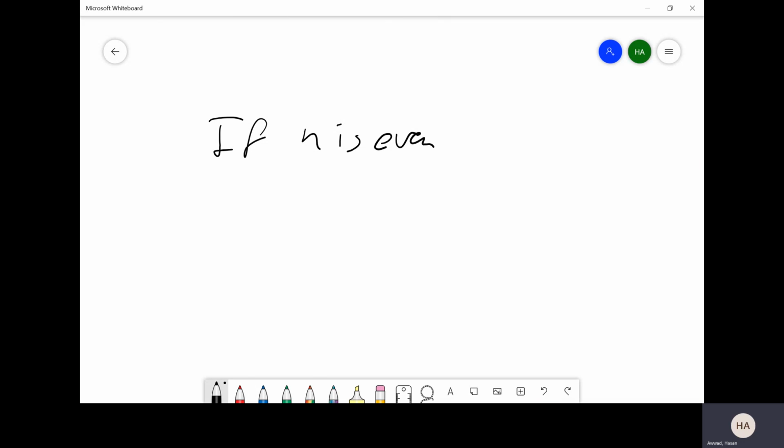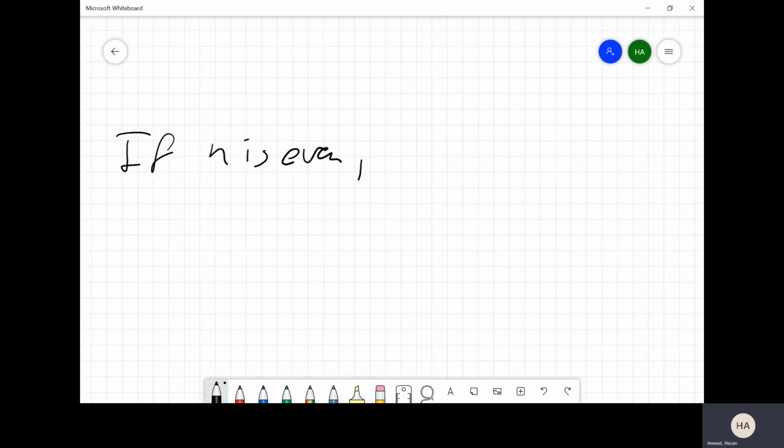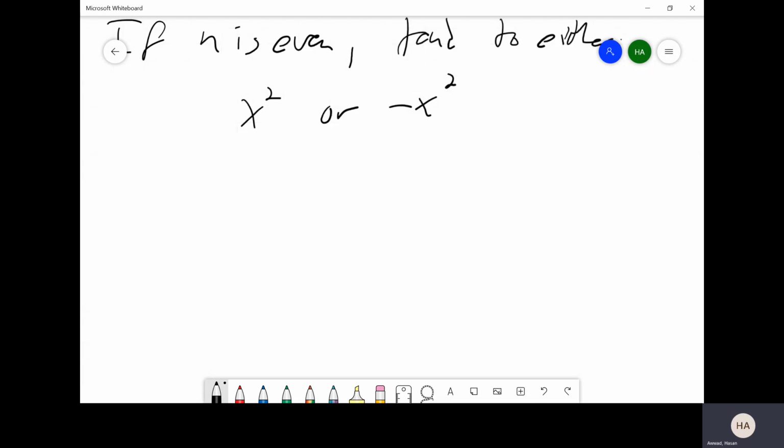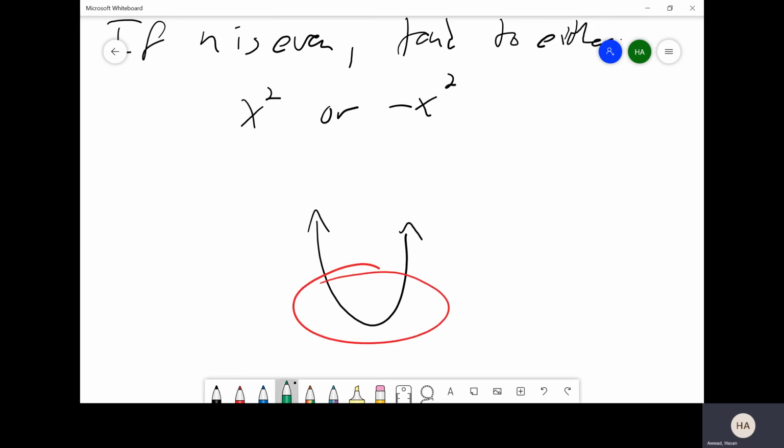If n is even, it'll tend to, and I'm just going to abbreviate here, it's going to tend to either x squared or negative x squared. Okay, so what I'm saying here is that, when we're talking about end behavior, we're talking about the pieces that go off to infinity or negative infinity, right? So like when we're talking about a parabola, I'm not talking about what's going on in here. I'm talking about these pieces, right? The pieces that go off to infinity.